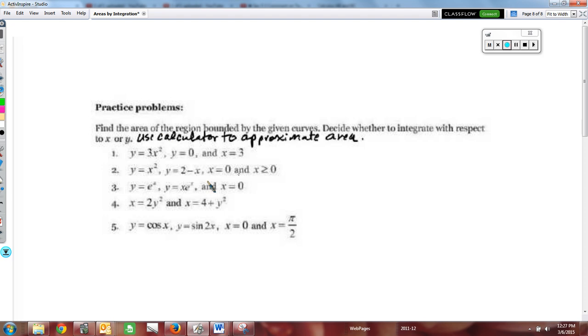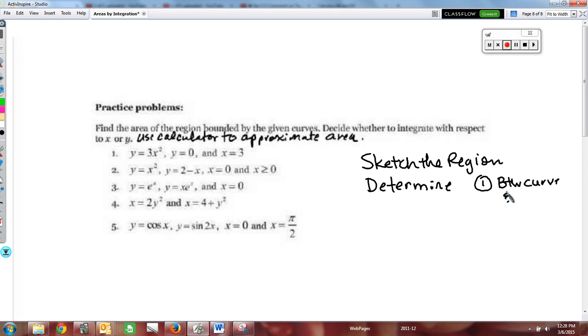Okay, so I don't want you to actually do the actual integrals for these. For homework before you come to class next time, all I want you to do is sketch each region. I want you to determine what case we're in. Are you finding area between the curve and the x-axis? Determine if you're going to do between the curve and the y-axis, or determine if you're going to be between two curves.